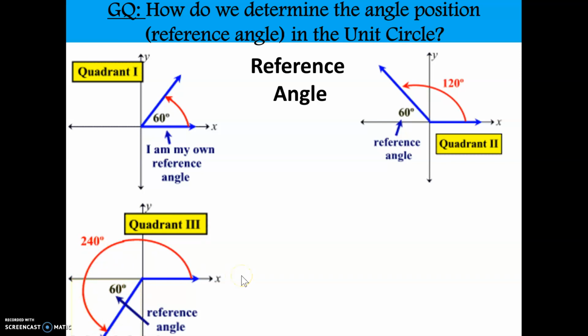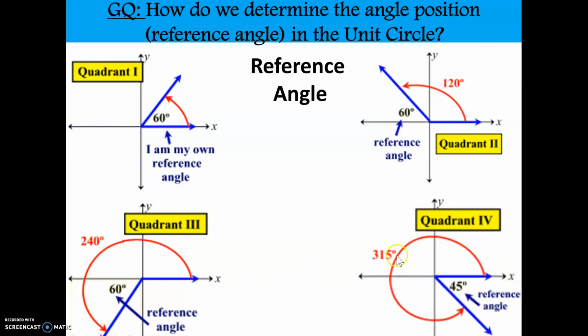I'll show you each case in the next slide. What about the fourth quadrant? The fourth quadrant would be an angle measure between 270 and 360. So 315 would be a good example. 315 will be somewhere over here. So how many more degrees do we have to go to make a full 360? It would be 45. So 45 would be the reference angle.